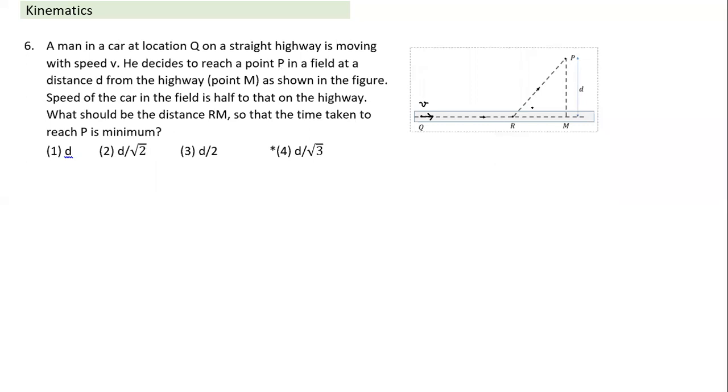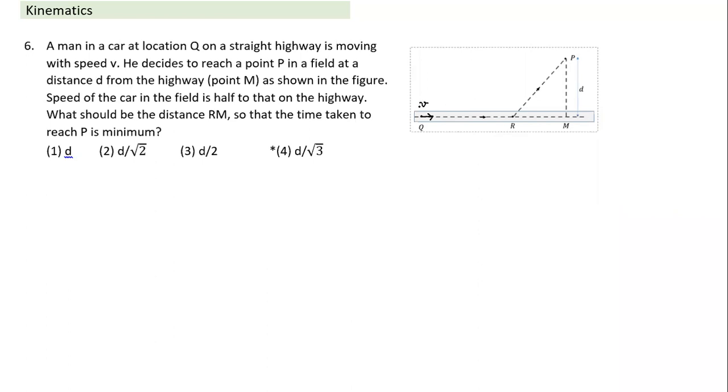So this is a highway here, and this is a dusty area, maybe like a field that you see by the side of the road. Point P is at a distance d from the highway. If I drop a perpendicular, M is the foot of the perpendicular, and PM is equal to d. That's what is given. So when it has to reach point P, part of the distance he has to drive on the highway, and for the remaining part he must travel in the field.